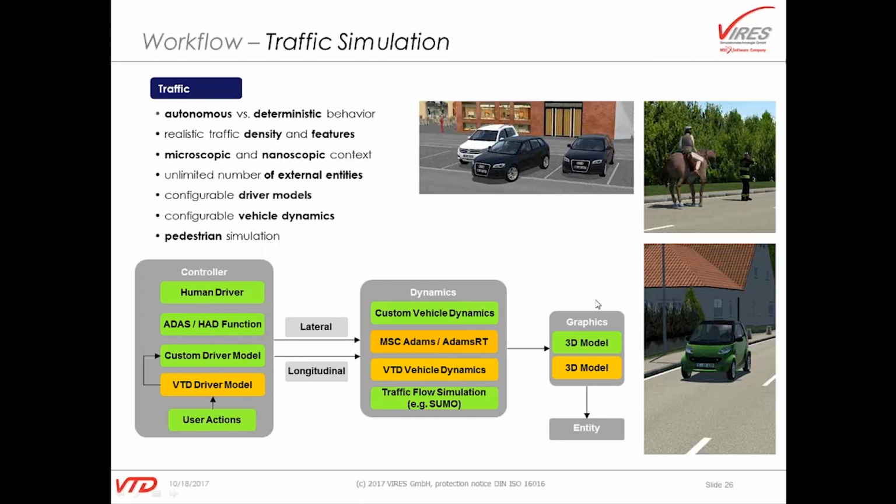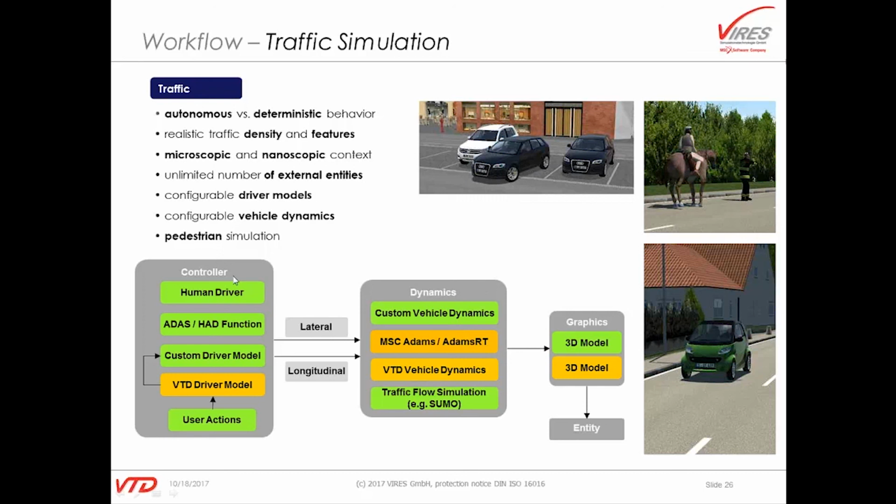Each entity is represented by a 3D model. This may be a vehicle, or, as you see here, a horse and some other people. So this may be animals, people, and vehicles, of course. Looking at the vehicles, each entity may be controlled by whatever vehicle dynamics you like. Of course, we have per default our own VTD internal vehicle dynamics. You may use MSC Adams real-time vehicle dynamics, or of course your custom vehicle dynamics, to do the calculation of the dynamic behavior of the vehicle.